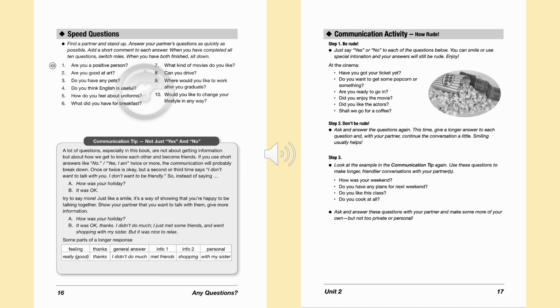Following the speed questions, each unit offers a communication tip, in which we give learners some advice about how to improve their communication skills. This may take the form of, for example, using fillers in order to sound more natural, or activities to make them more aware of the importance of intonation, voice, and non-verbal communication. After giving this guidance, there's a short activity to practice some aspect of the communication tip.